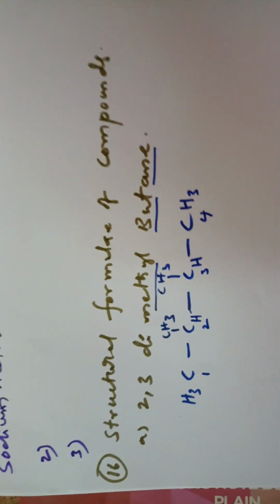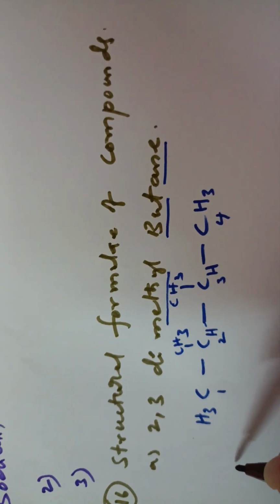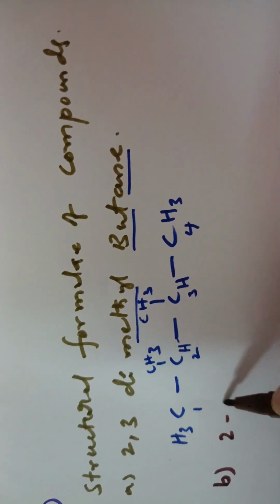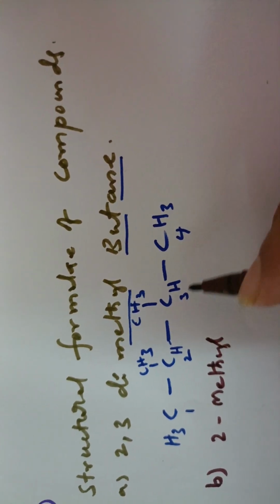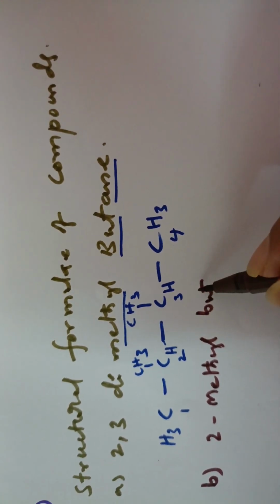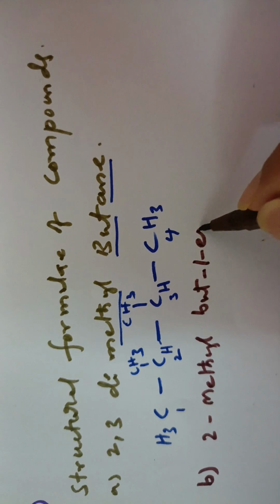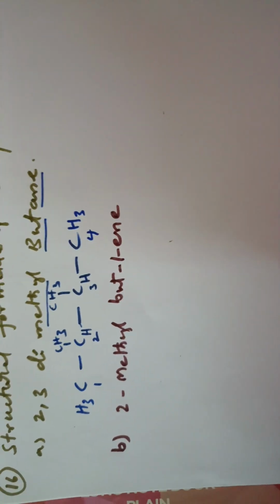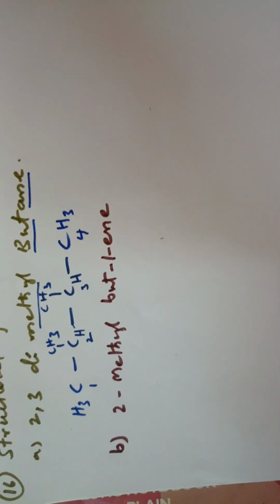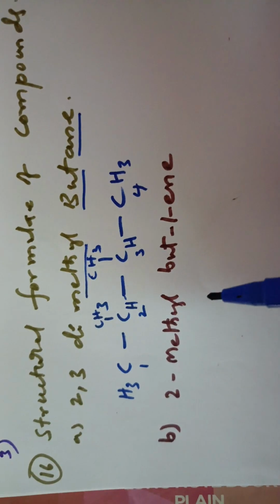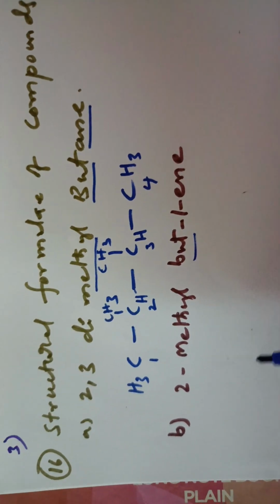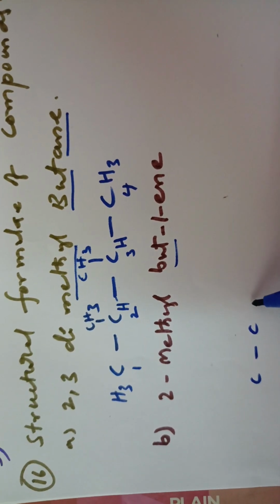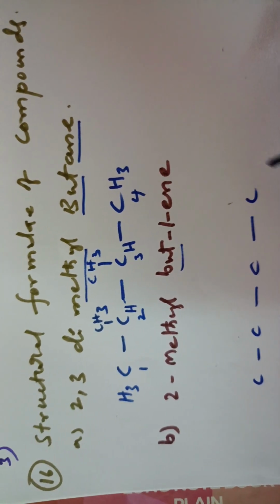Another name. Second IUPAC name. Second molecule: 2-methyl but-1-ene. This is the second molecule. Okay, same. First, what is the root word in this? But is the root word. So I am writing 1, 2, 3, 4. But means 4 carbon atoms.